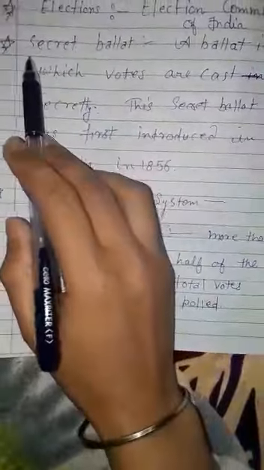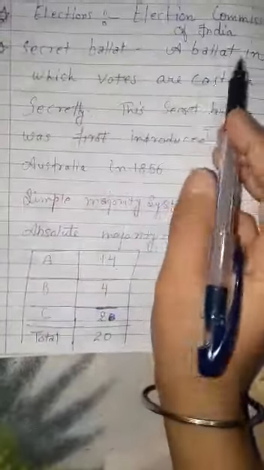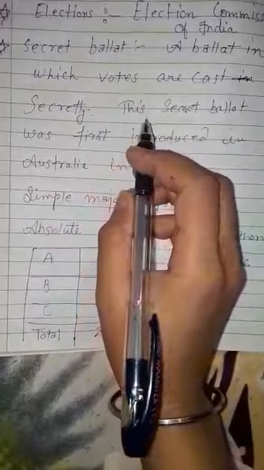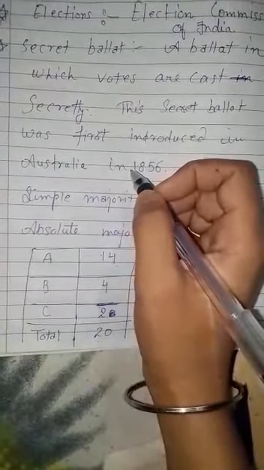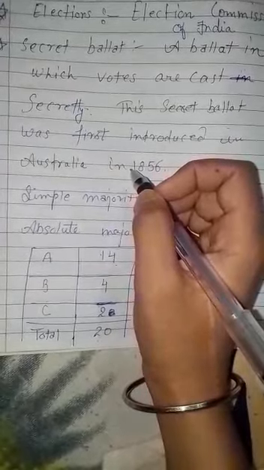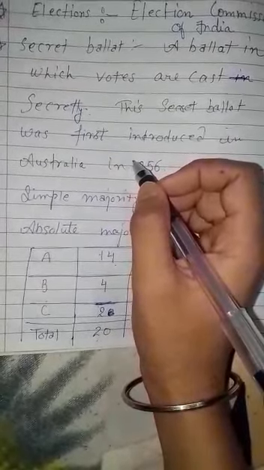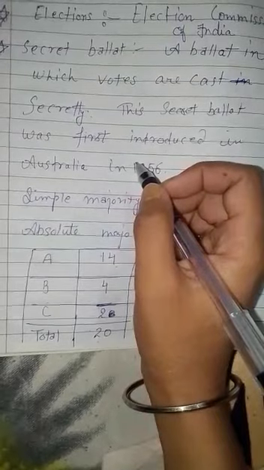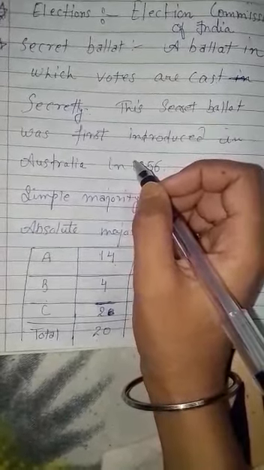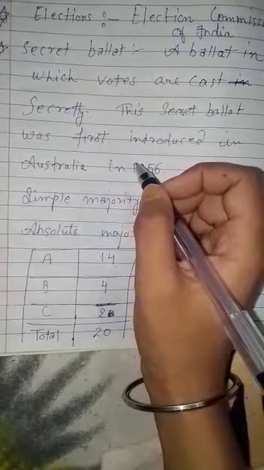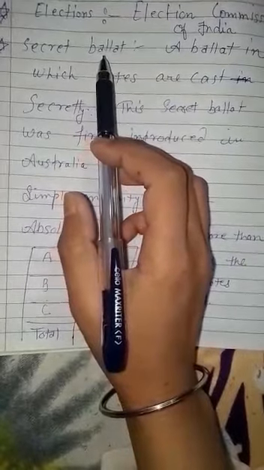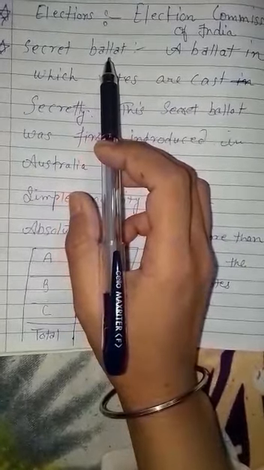Now next we will read about secret ballot. What is secret ballot? A ballot in which votes are cast secretly. People exercise their freedom of choice to elect their representative without any interference. This requires that nobody should know in whose favor a voter has cast her or his vote. It should remain a secret even after voting. Only a secret ballot can guarantee this freedom and privacy to voters.